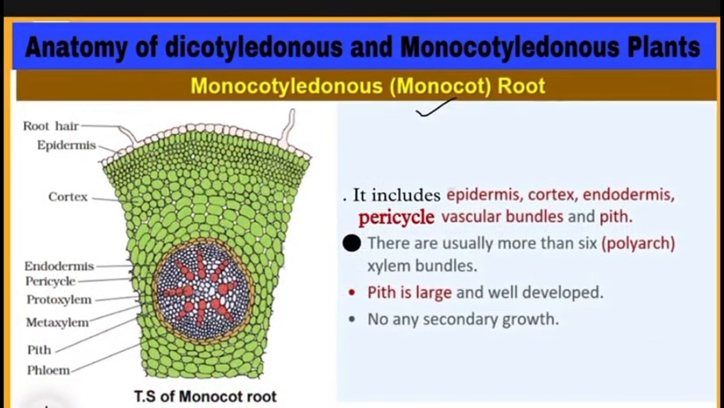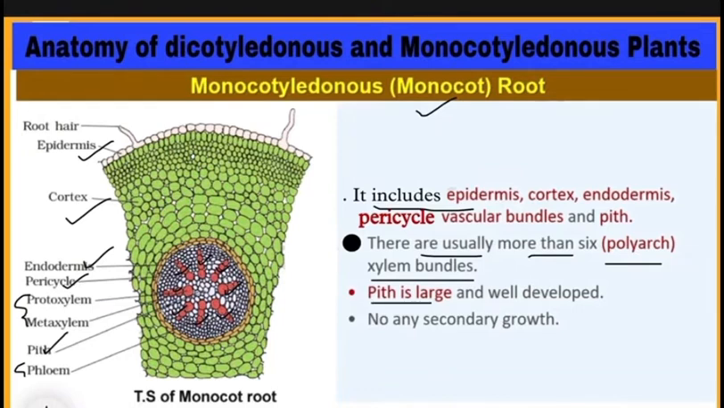Next, monocotyledonous root or monocot root. It includes epidermis, cortex, endodermis, pericycle, then vascular bundle and pith. There are usually more than 6 xylem bundles. So they are polyarch. You can see the diagram. 1 xylem, 2 xylem, 3, 4, 5, 6, 7, 8. So there are more than 6 xylem bundles present in monocot root. Also, pith is large and well developed. This pith is large and well developed in monocot root, and no secondary growth can be seen in monocot root.